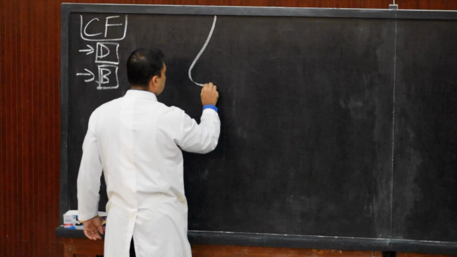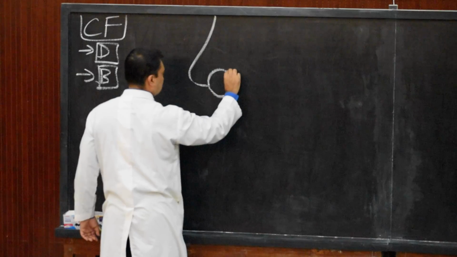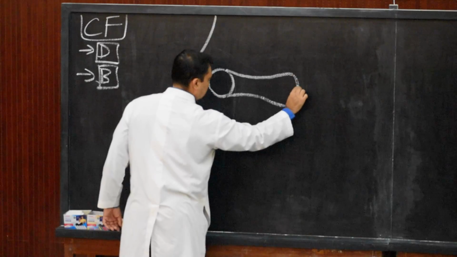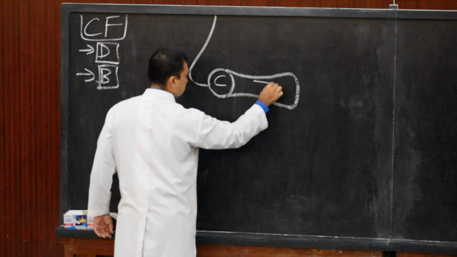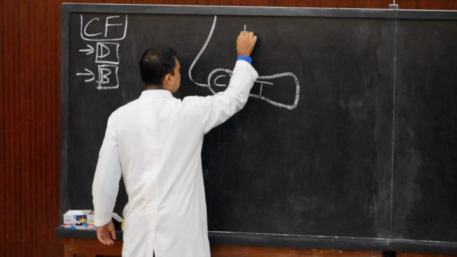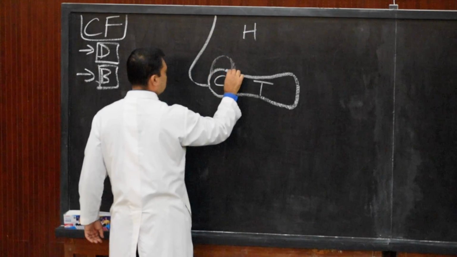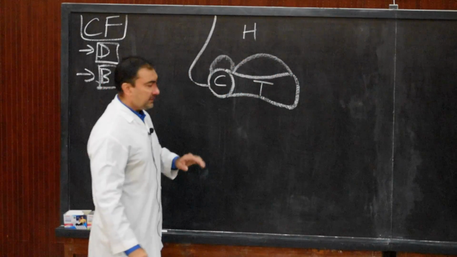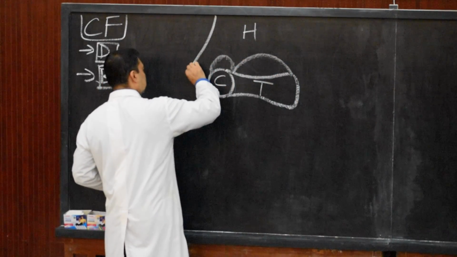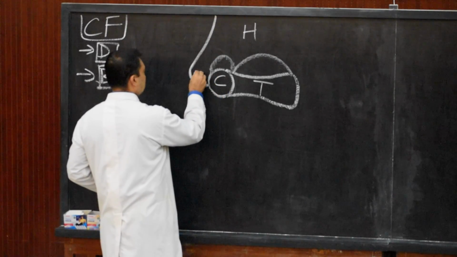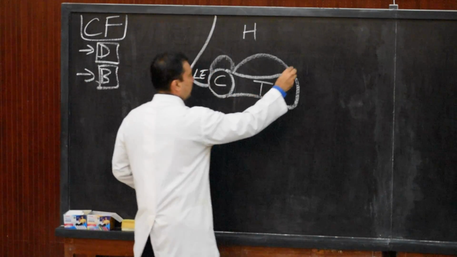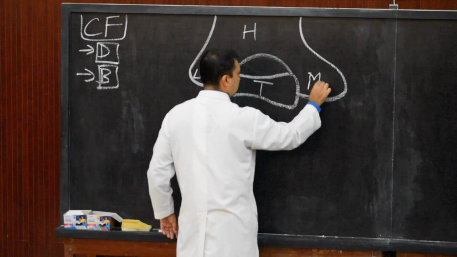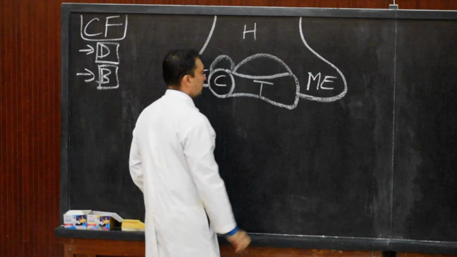Here we will show this as capitulum. Here we can show this as trochlea. So capitulum, trochlea of the humerus. Of course, this is the humerus. And we can show this as the radial fossa, and this can be the coronoid fossa. Over here, this will serve as the lateral epicondyle, and similarly on this side, this will serve as medial epicondyle.